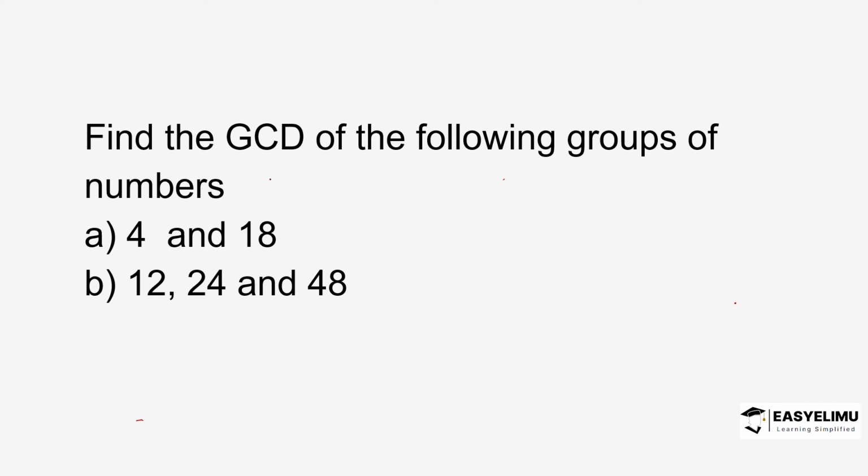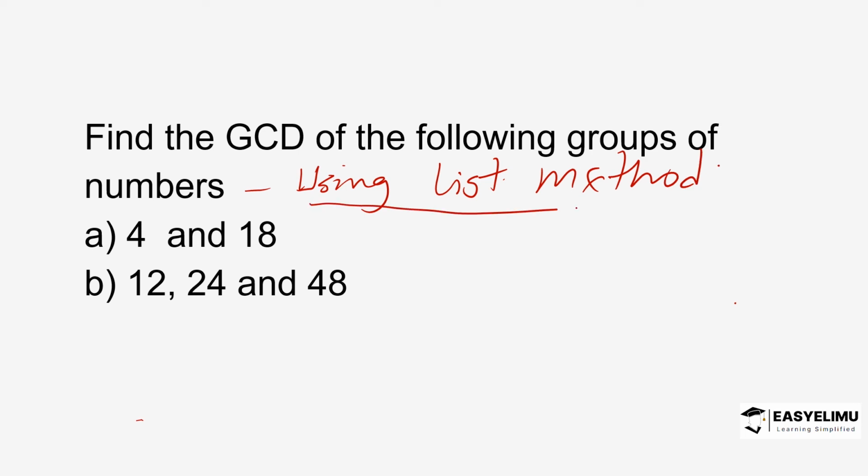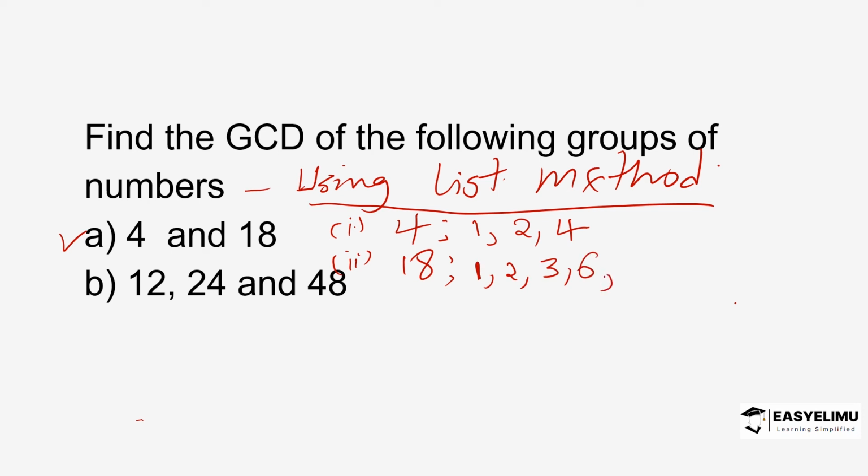So let me use, first of all, the listing method, and then I will look at the successive division method. So listing method is where we have the numbers like 4, that is the first number, and then I have 18. So if you list the factors of 4, we have 1, 2, and 4. Those are the numbers that can completely divide 4 without leaving any remainder. Then 18 here, we have 1, 2, 3, 6, 9, and 18. Then after listing the factors of each, now you go for the common factors.